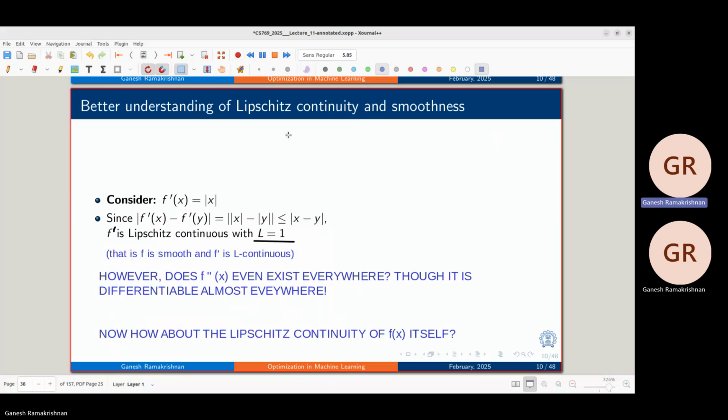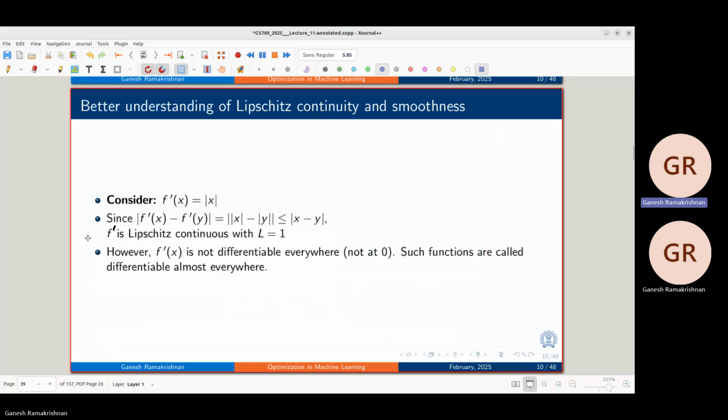So if the function is the absolute value of x, it is not differentiable at 0, but it's differentiable everywhere else, right? That's what we refer to as differentiable almost everywhere. Formally, you say it's differentiable almost everywhere if the set on which it's not differentiable has measure 0. So in this case, it's just one point, a trivial amount of elements where it is not differentiable. So f dash is not differentiable everywhere, but it's differentiable almost everywhere.